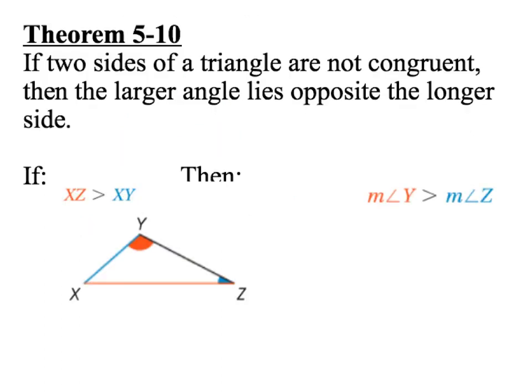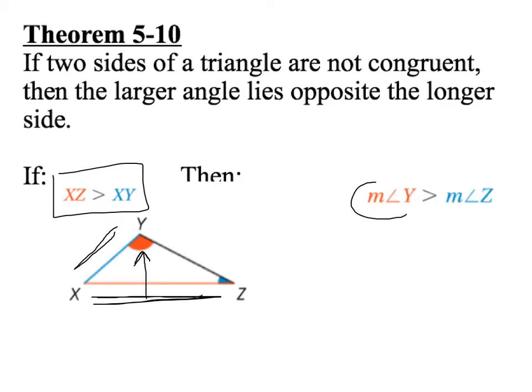Here's our next theorem with angles and triangles. If two sides of a triangle are not congruent, then the larger angle lies opposite the longer side. So if I know in this picture that XZ, this side length right here, is larger than XY, I also know that angle Y is going to be larger than angle Z. Because if XZ is my longest side, then my largest angle is going to be opposite it. So Y is going to be greater than Z because Z is opposite XY.